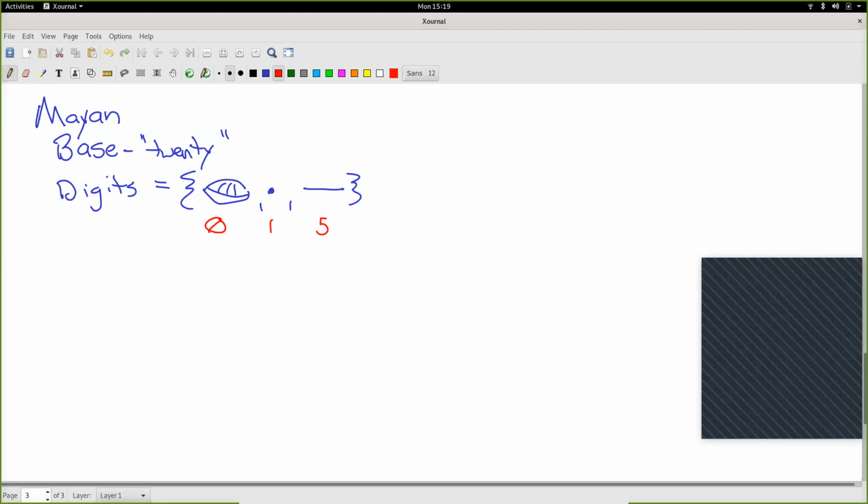The other twist are their places. So they had 2 versions of the number system. They had the scientific, religious version, which is how they did calendar predictions of astronomical events. But then there was kind of the common merchant system. The common merchant system was strictly a base 20 with these digits.